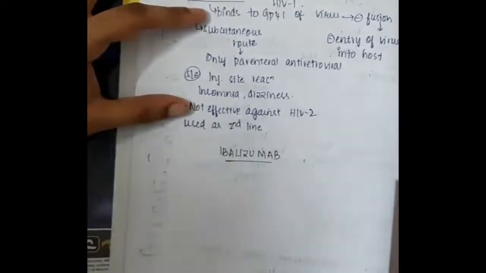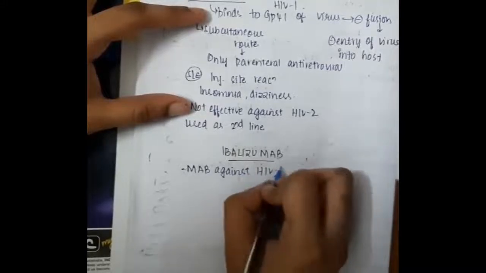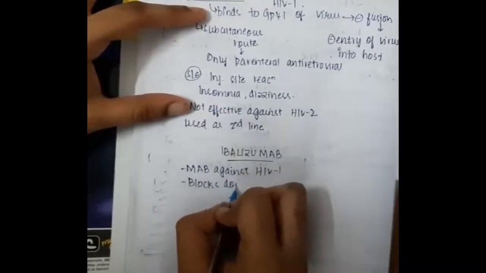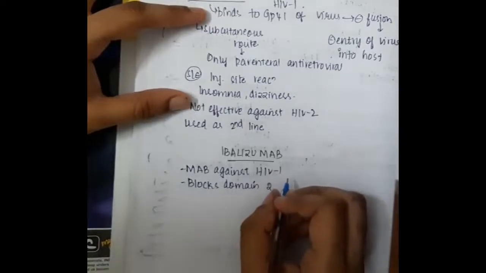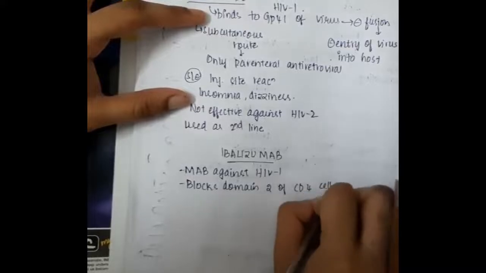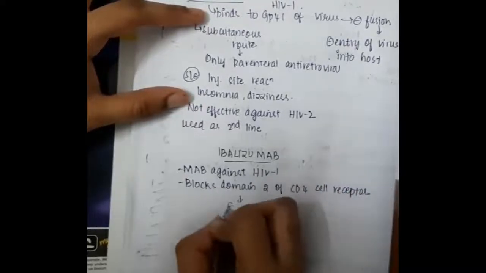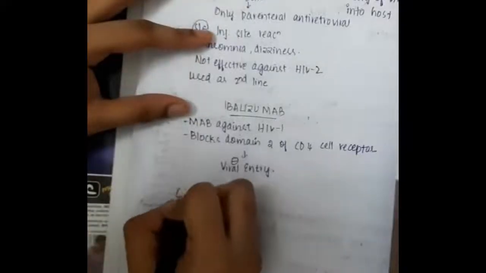Then the next important drug is ibalizumab. Ibalizumab is actually a monoclonal antibody against HIV-1. It blocks domain 2 of the CD4 cell receptor and inhibits viral entry.